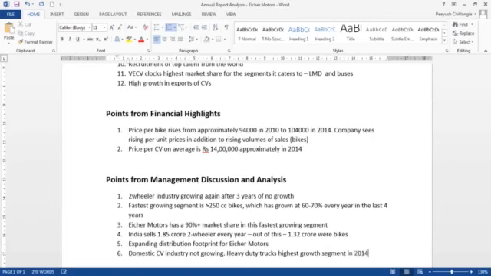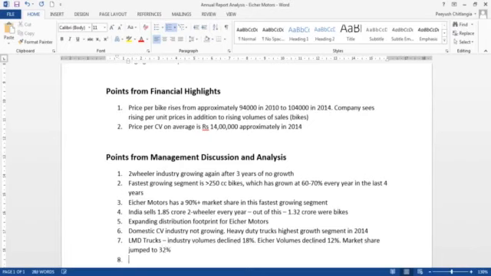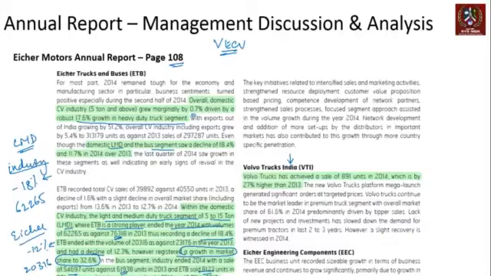segment in 2014, right? Then LMD, light and medium duty trucks, industry volumes declined 18%. Eicher volumes declined 12% because they declined less than the industry. Market share jumped to 32%, right? Then buses, industry volumes declined again. Market share for Eicher jumped again, right? So these are the information points which are available in the management discussion and analysis report for Eicher Motors.